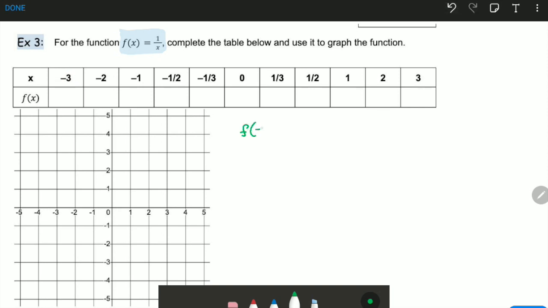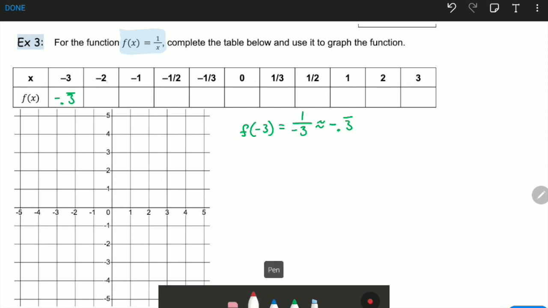So for f of -3, we're going to replace x with -3. So it's 1 over -3, which as a decimal is -0.3 repeated, which might be a little easier for some to graph. So I'll probably write it as -0.3 repeated here.